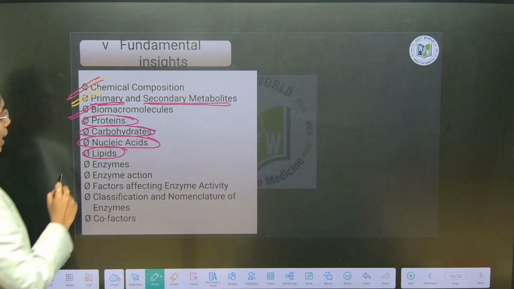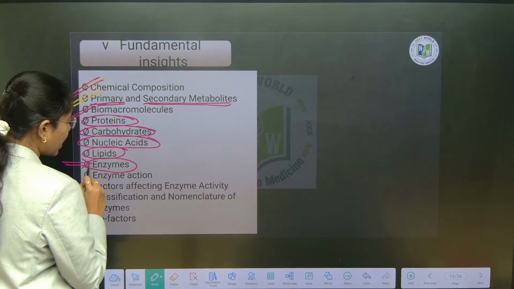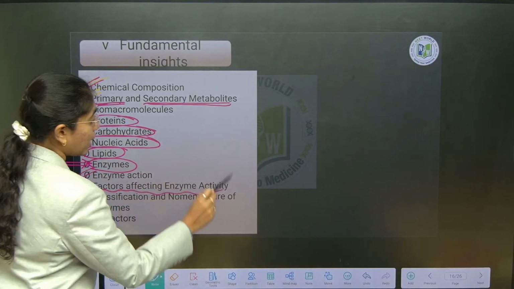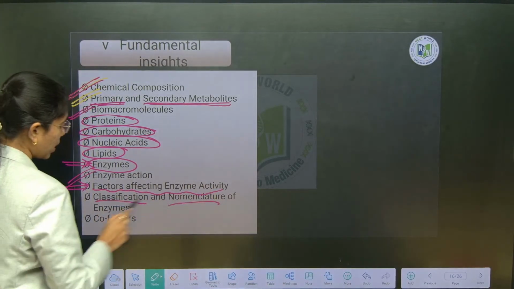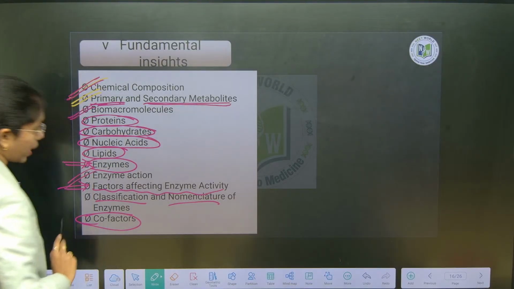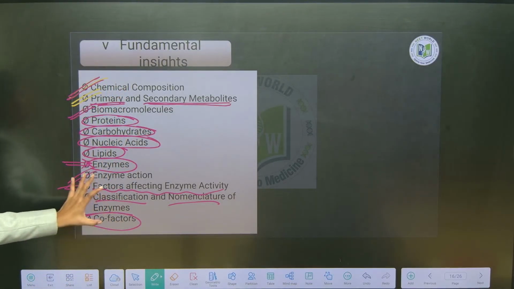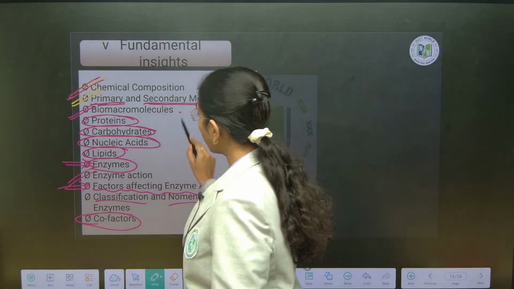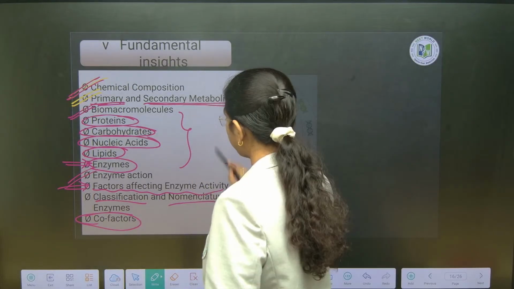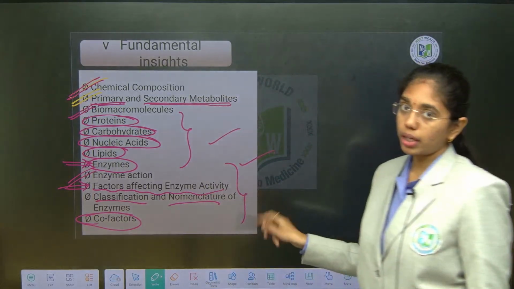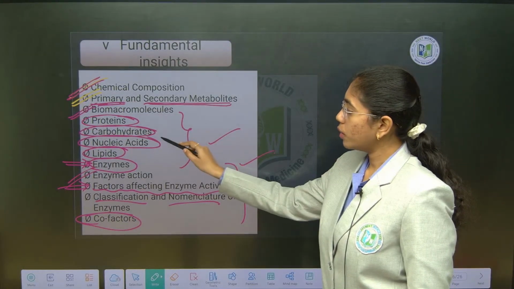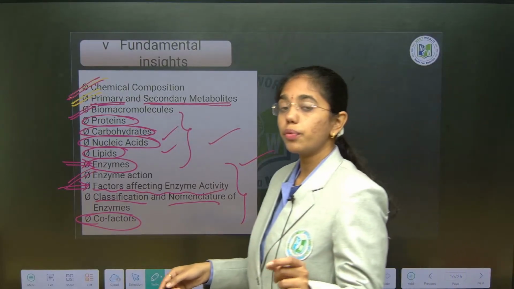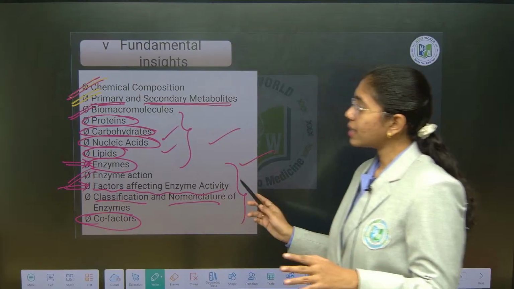Next it is followed by enzymes. Enzymes, nomenclature and their mechanism of action. What will be the factors that are affecting the enzyme activity, its classification, nomenclature of enzymes. Lastly, cofactors. These are the fundamental insights of biomolecules, wherein there will be a definite question on the biomacromolecules or on the enzymes. That important it is. And if you consider nucleic acids, lipids, the questions will be connected with molecular basis and asked.